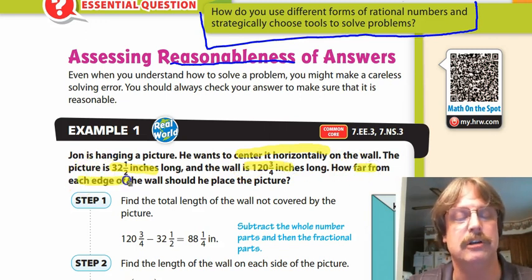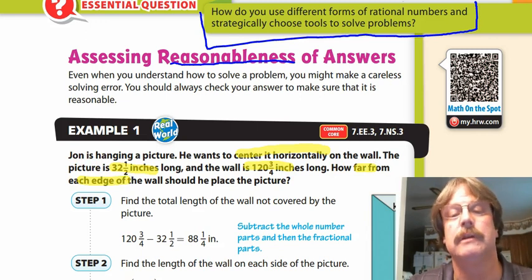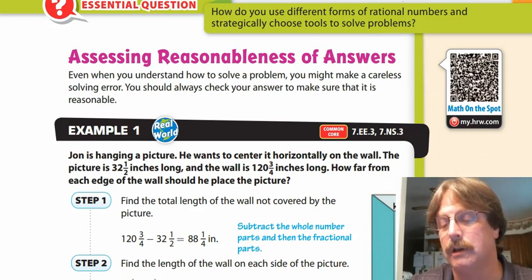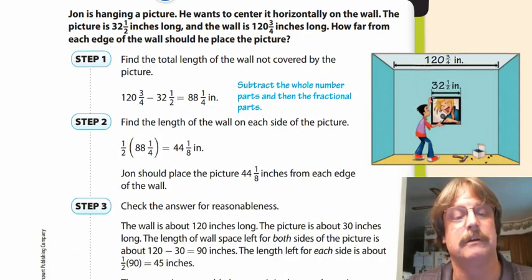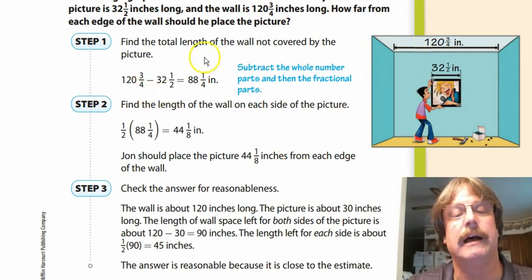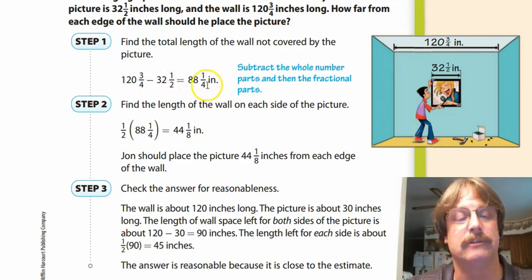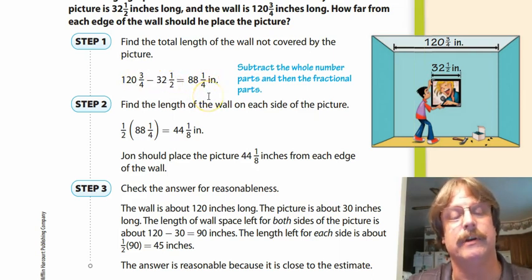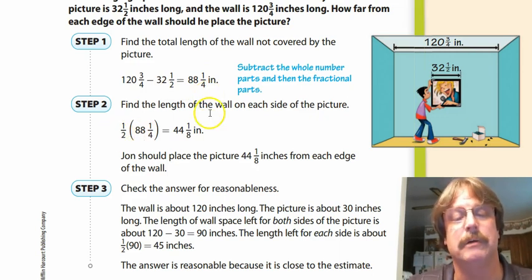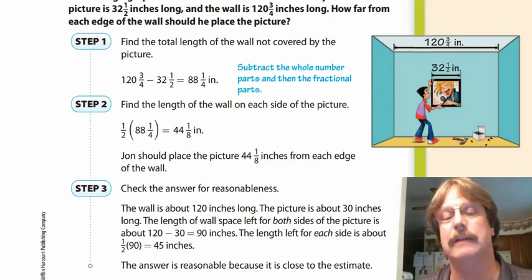So continue to be in the habit of highlighting your information. That is so very important. So it helps you concentrate and focus. Okay. So we find the amount not covered. So they're going to take the 120 minus the 32, and they come up with this answer. And then they're going to split it because you're looking to see how much is going to be on each side of the picture. So they take half of this. So John should place the picture 44.1 inches from each edge of the wall.